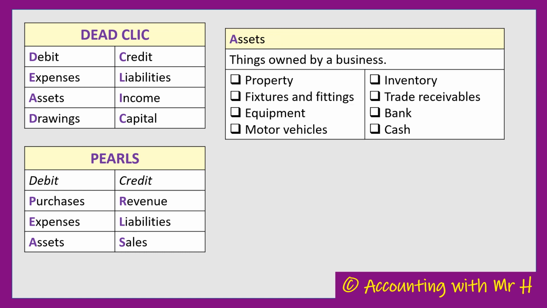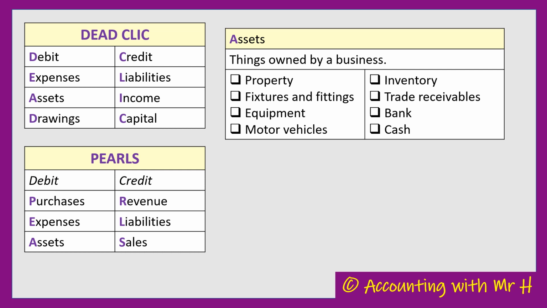Then we come on to assets, and simply put, assets are things owned by a business. They're things that a business has that is of value, that is helping them in some way to run their business, or if it's current assets, they're things that are either cash or will soon be converted into cash. Again, you can see some examples there.